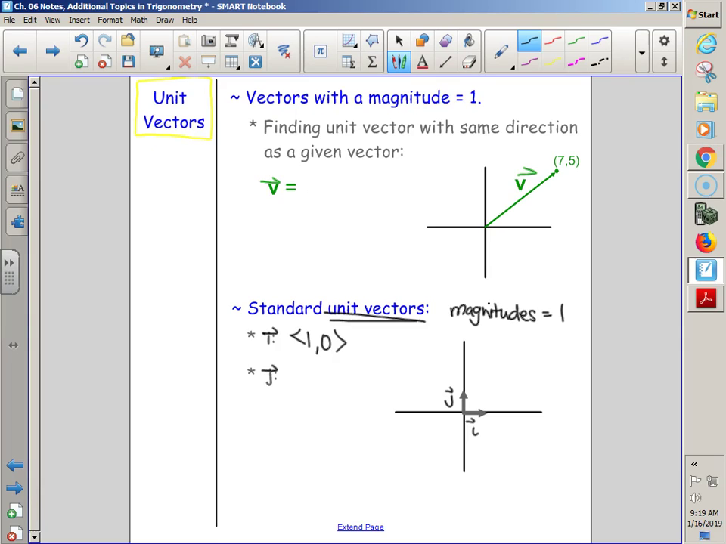So if they both have a length of 1, and if I is <1, 0>, what's J going to be? <0, 1>. Good. And there's going to be a new type of notation. Component form, and then there's linear combination. That's the word I kept trying to say, combination form. We haven't seen linear combination yet. Component form is the one with the side carets that we just reviewed.